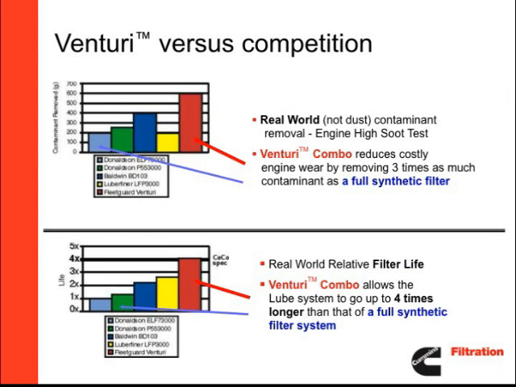Real-world testing, Venturi versus the competition. Using an ASTM-approved Cummins engine test approved for next-generation ESI oils under controlled conditions, an M11 400 engine was run for a total of 300 test hours over varying hourly intervals. The fuel injection timing is retarded and the engine is overfueled to generate excessive soot.